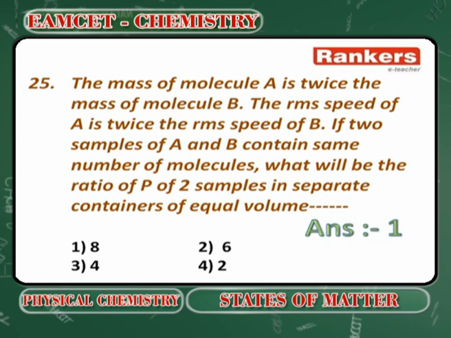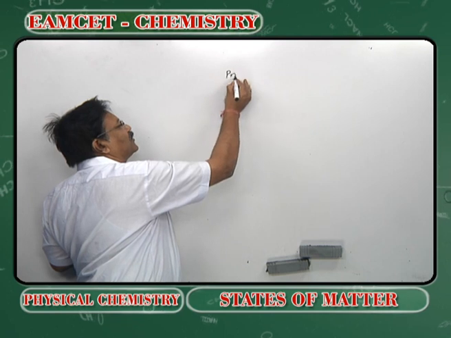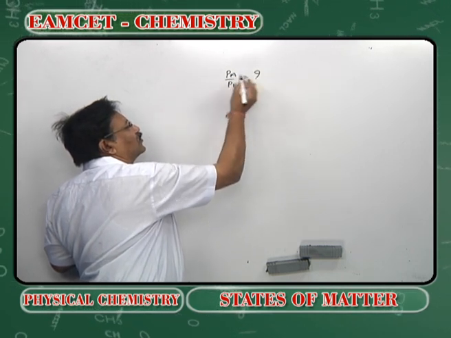The mass of molecule A is twice the mass of molecule B. The RMS velocity of A is twice the RMS velocity of B. If two samples of A and B contain the same number of molecules, what will be the ratio of the pressures of the two samples? What is the question? PA by PB is equal to how much?